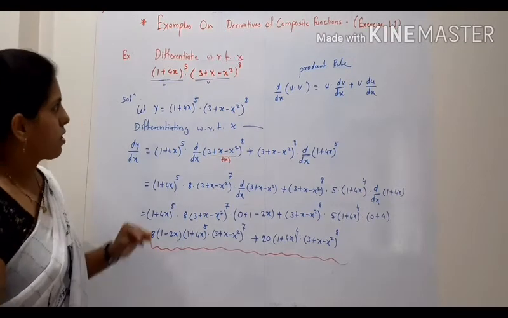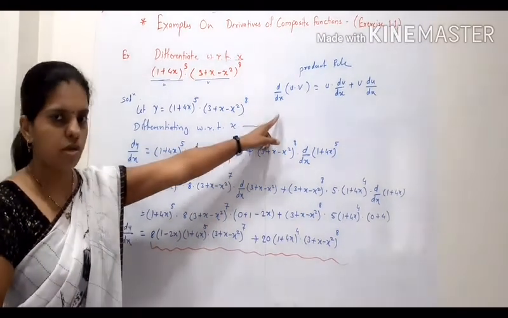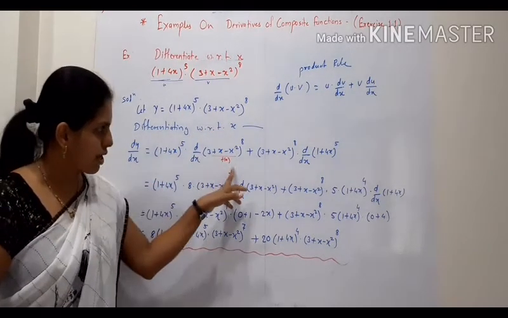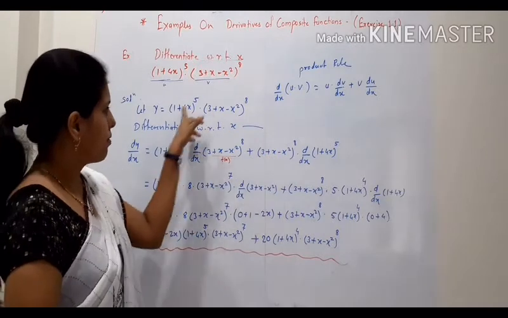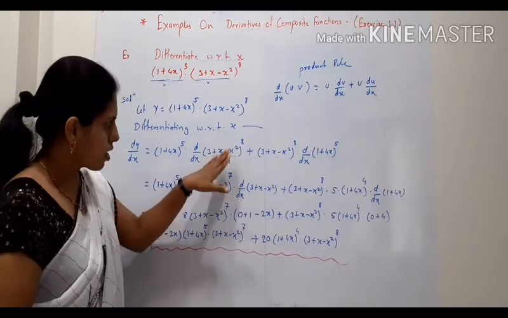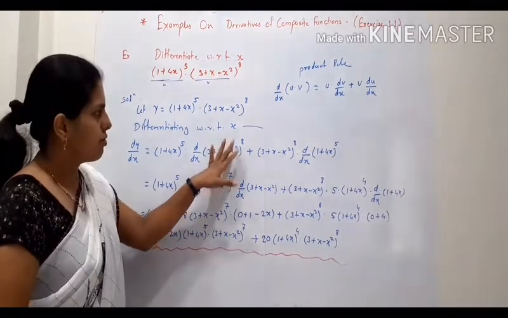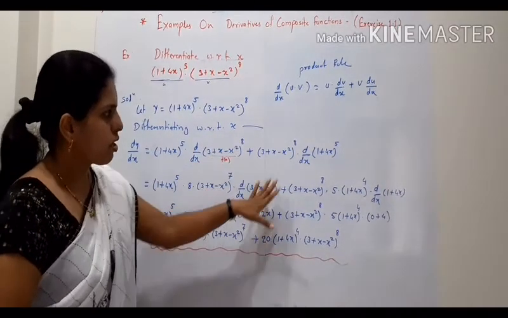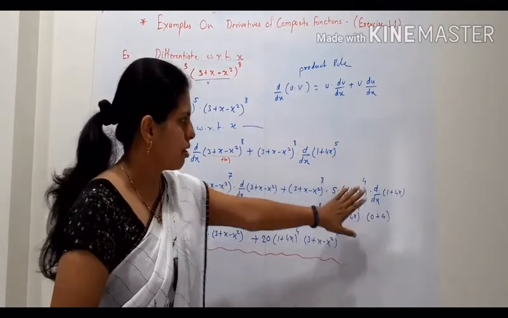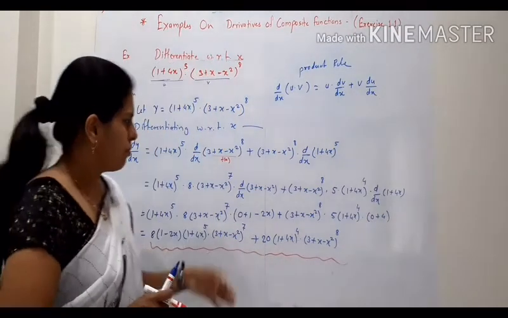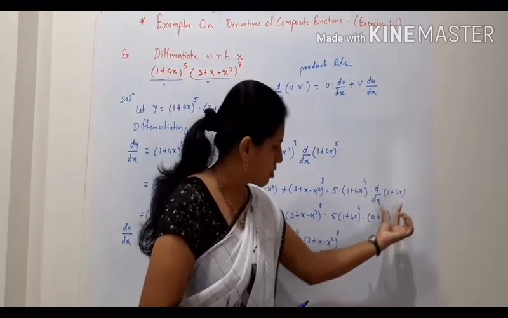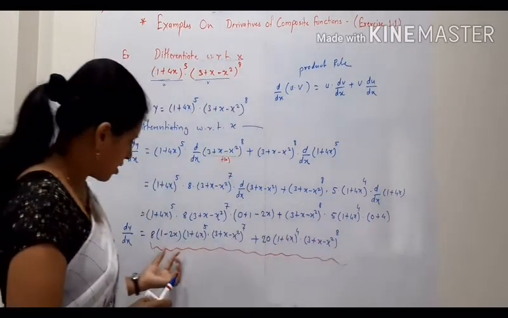See once again, the derivative of u into v, product rule of the derivative. So by using this, u as it is, derivative of v is taken, v as it is, derivative of u is taken. Next, for the derivative of this term, let the bracket be f(x) raised to n, using the formula of f(x) raised to n. Now the derivative of 1 + 4x is here in the simplified answer.